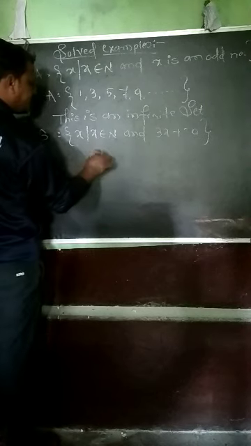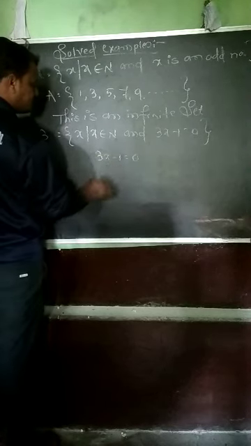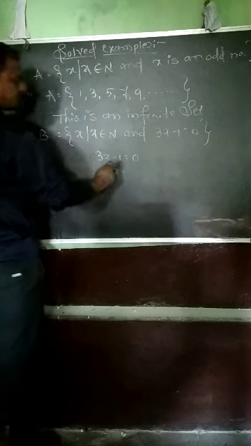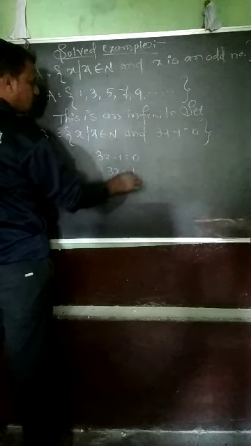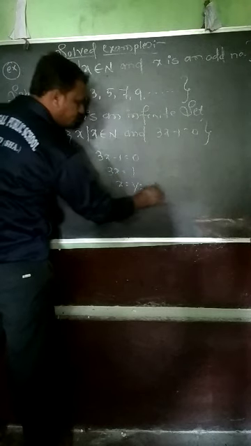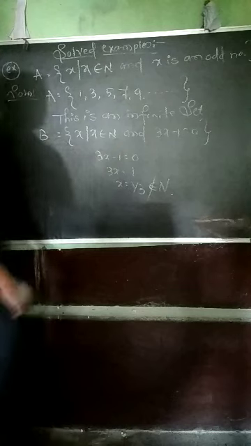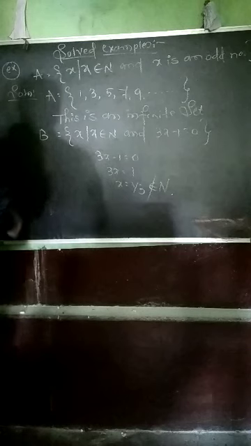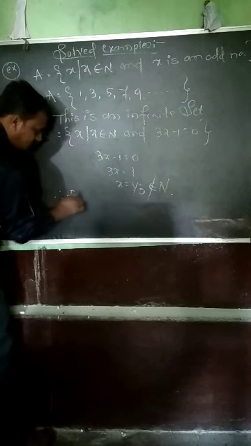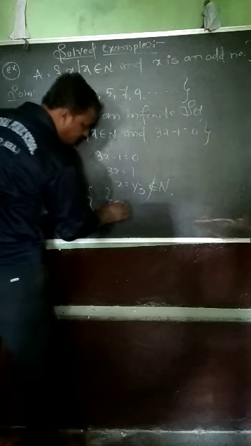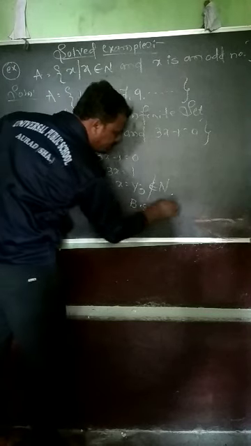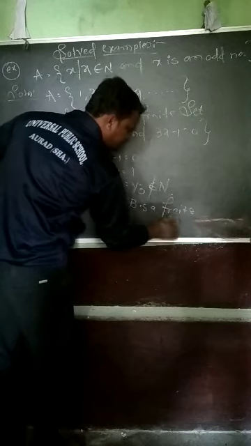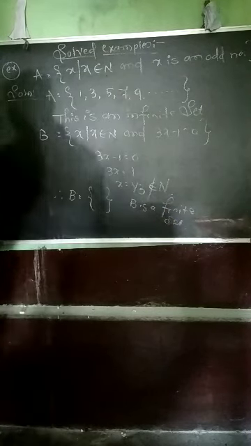So we have to solve this. 3x minus 1 is equal to 0. 3x is equal to 1, because when we change the side, automatically the sign will be changed, and x is equal to 1 by 3. It does not belong to n, right? Therefore b is equal to the empty set. It does not belong to n and this is a finite set. Therefore b is a finite set, right?